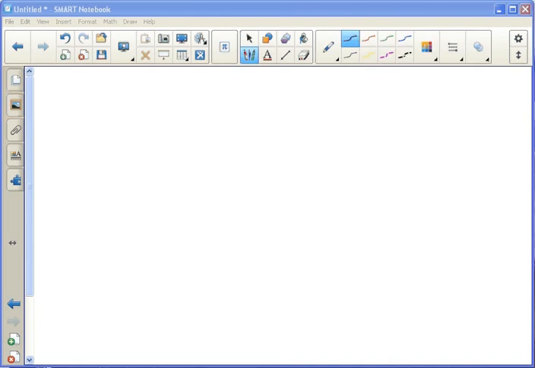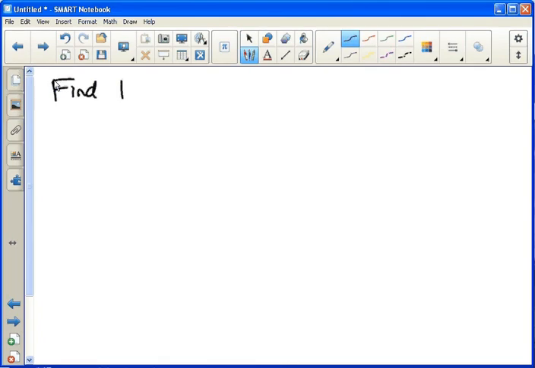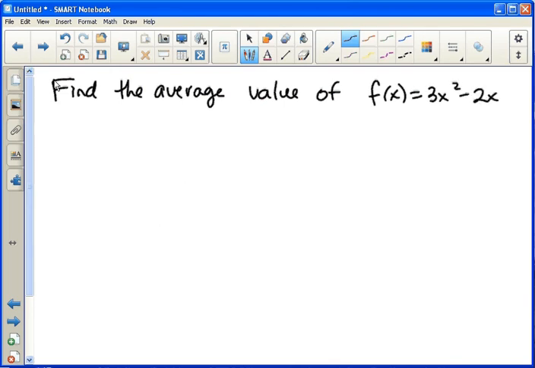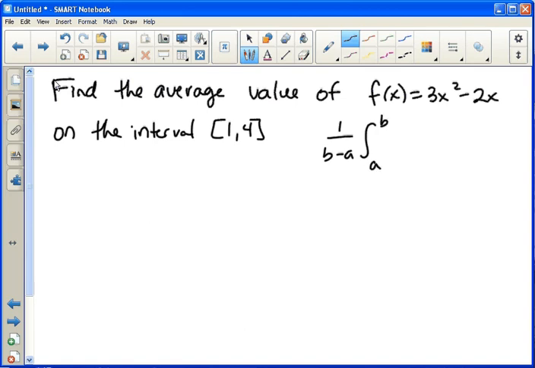Okay, so this one says find the average value of f of x equals 3x squared minus 2x on the interval 1 to 4. Okay, so just remember the equation we just used. I'll just rewrite it right here. If you prefer the other form of it, that would be fine. There's no difference. But our b is going to be 4 and our a is going to be 1.